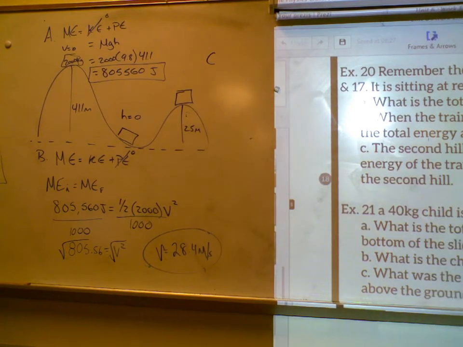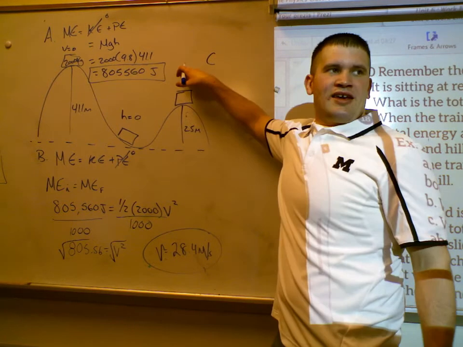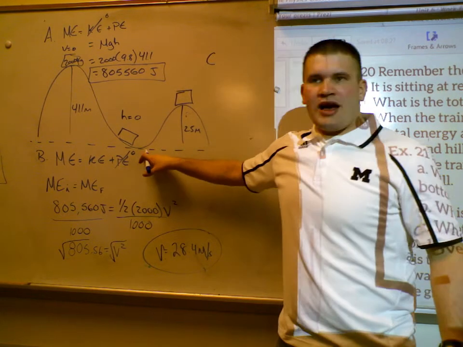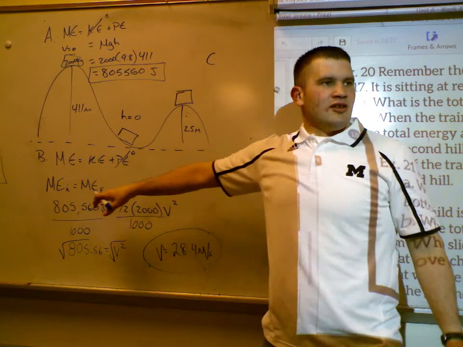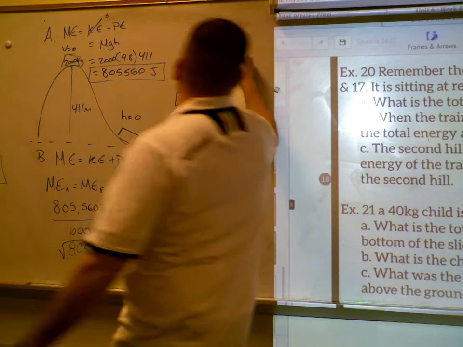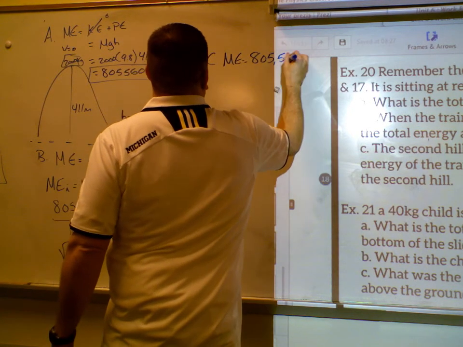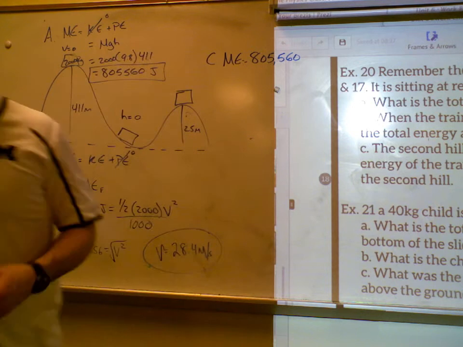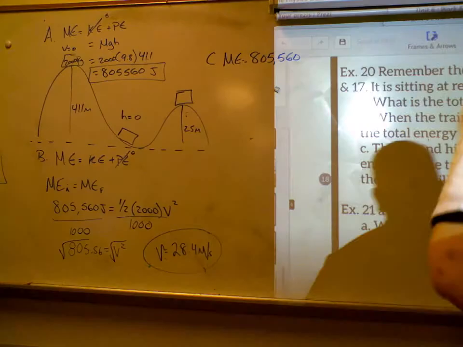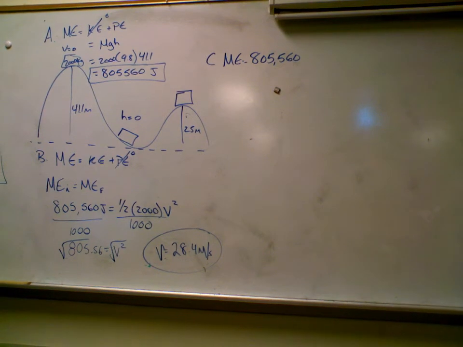Energy is conserved, right? So how much did we have to start? It's the same amount. We had this much to start, we had this much down here, so how much do we still have right there? The same. Good. So our mechanical energy equals 805,560 because energy is conserved, and there's no outside forces acting.